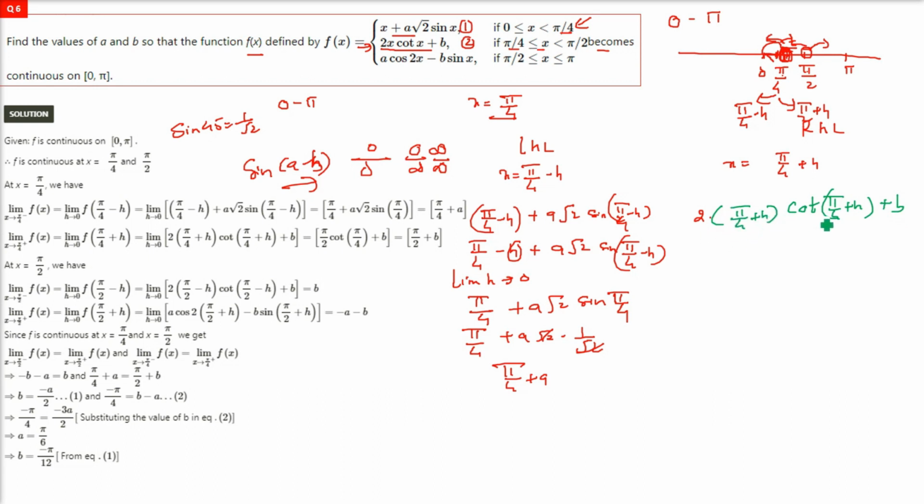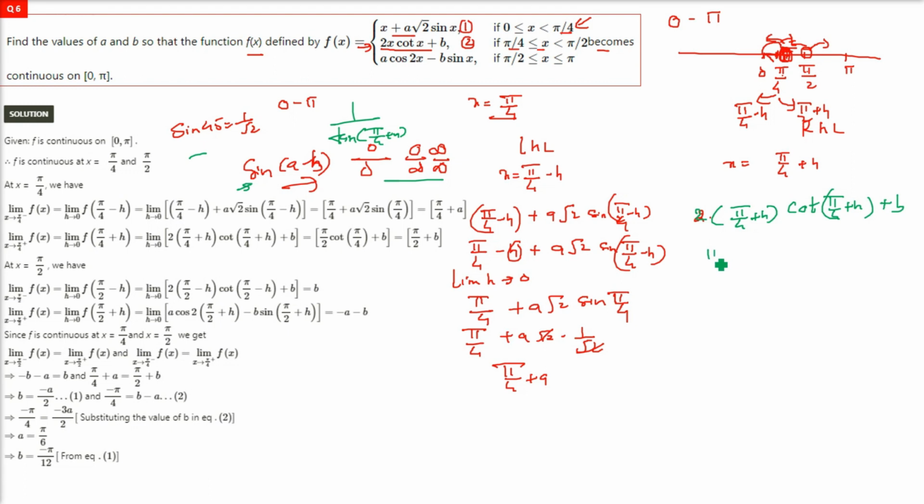Now you have to use the formula of cot pi by 4 plus h, cot a plus b, or you can use 1 by tan a plus b. This is up to you. But remember, sin a minus b, tan a plus b formula or cot a plus b formula have to be used. This is the way this will be solved. If somebody tells you just put h equal to 0 and go ahead, it's wrong.